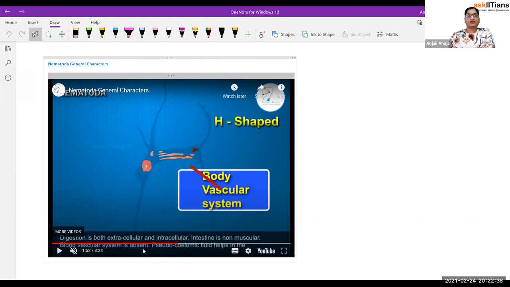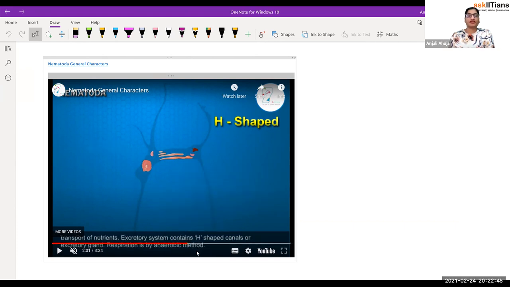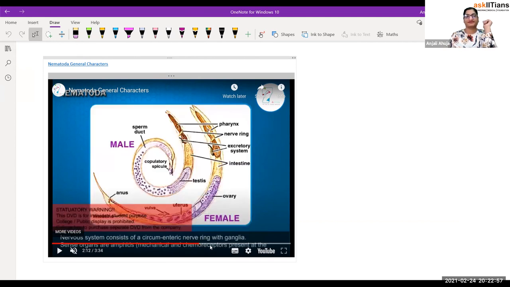Intestine is non-muscular, those muscles are not there. They cannot increase much in size. Blood vascular system is absent. Pseudocoelomic fluid helps in transport. Excretory system is H-shaped, which can have many cells in it. Respiration is anaerobic, remember it. We show aerobic respiration, they show anaerobic.